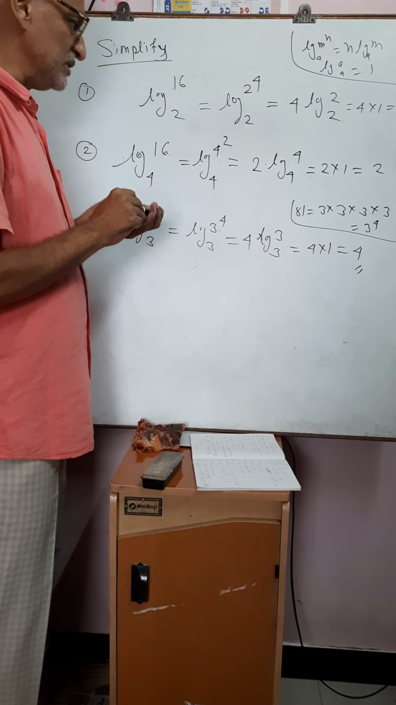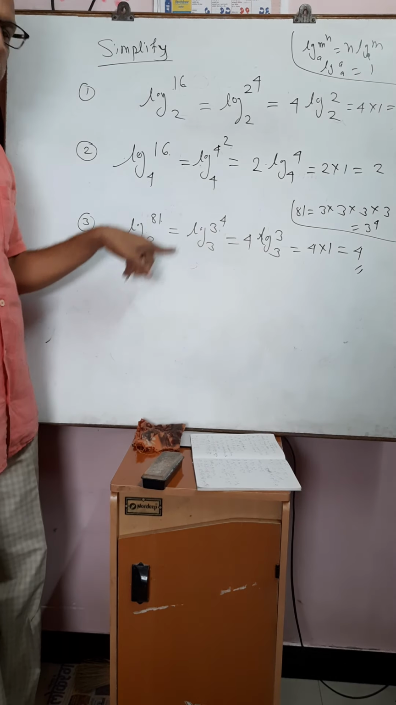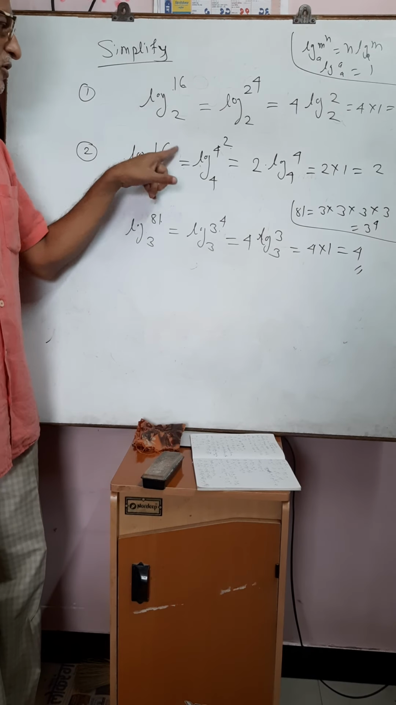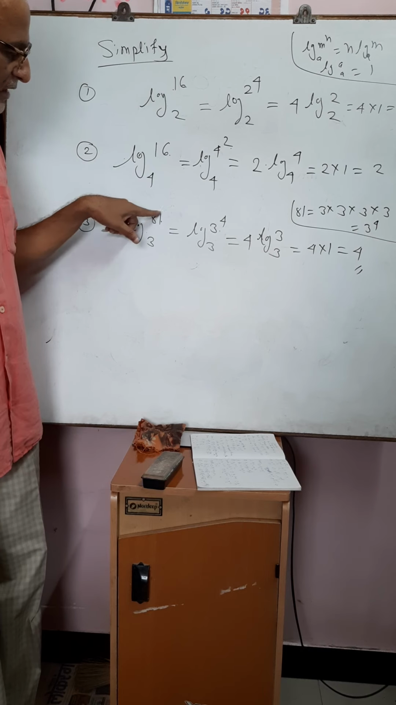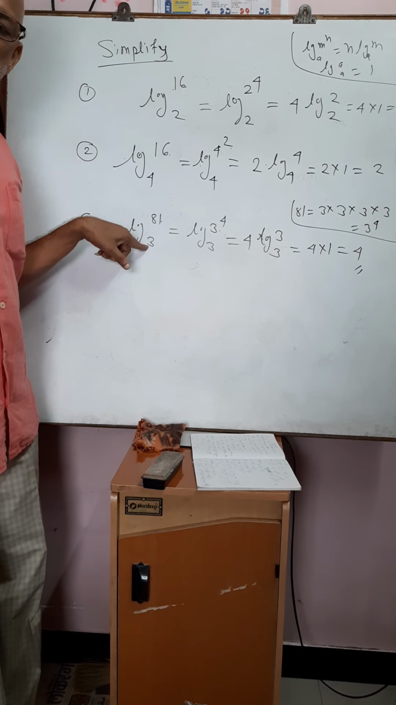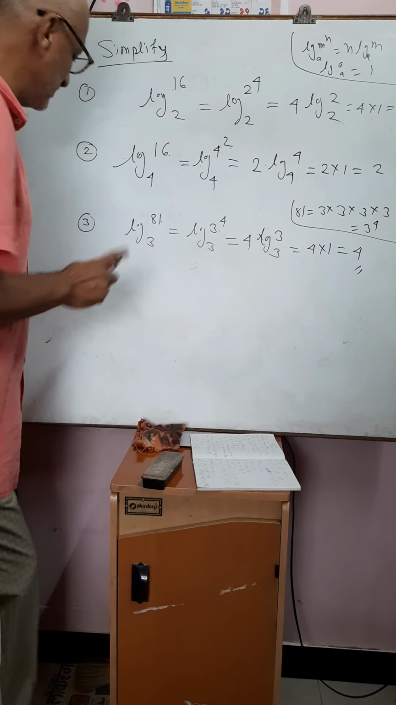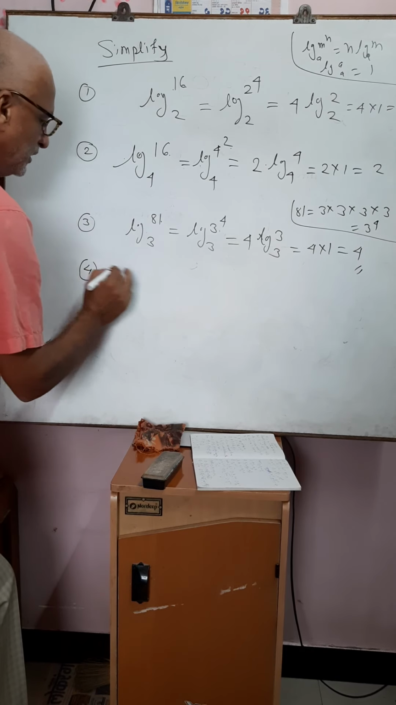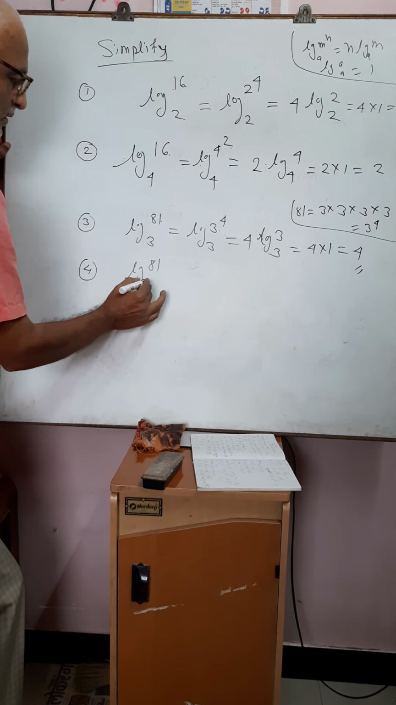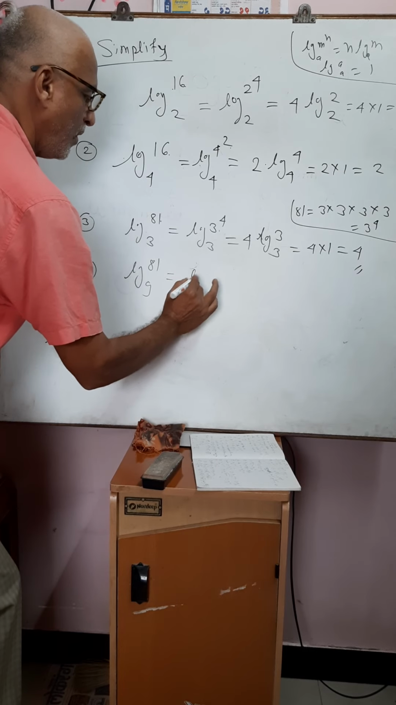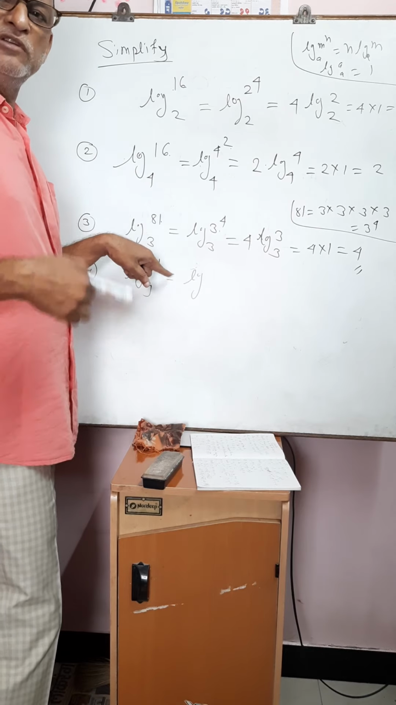In this way, you can simplify problems of this type, that is log 16 to the base 2, log 81 to the base 3. Suppose there is log 81 to the base 9. Let us solve that also. Fourth one, log of 81 to the base 9 is equal to log of. Now we know that 81 is 9 square, 9 into 9 is 81.